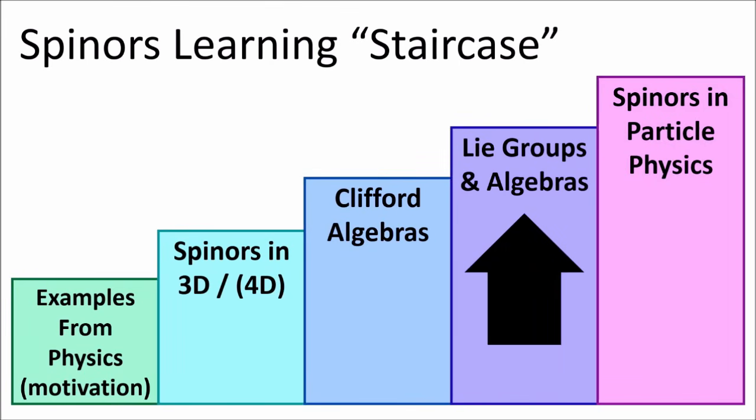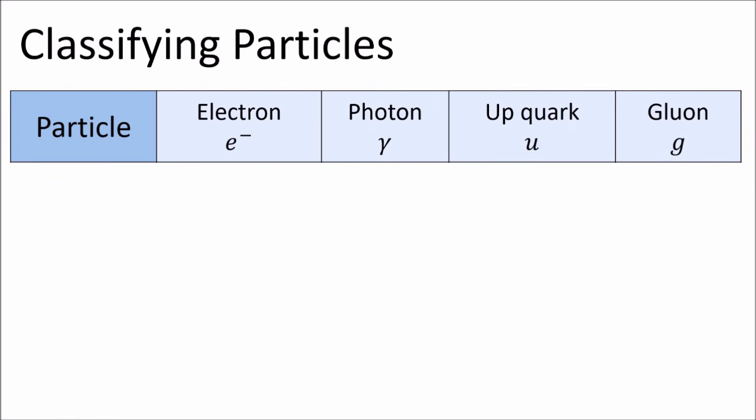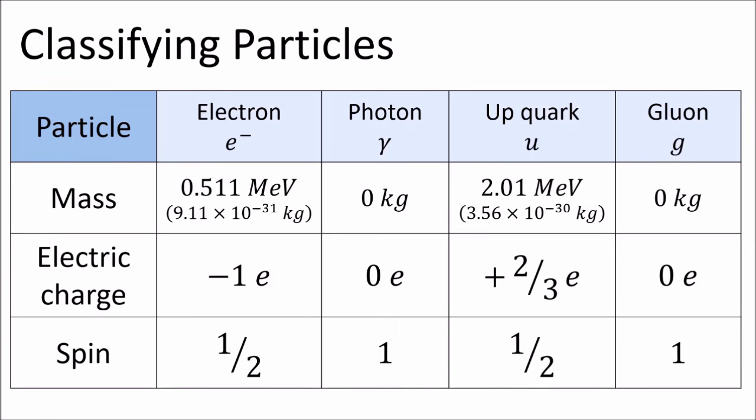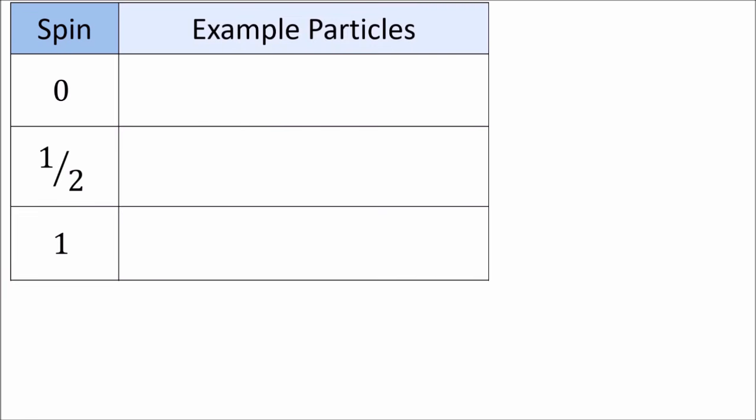We're starting a new section of this video series where we talk about Lie groups and Lie algebras and how they relate to spinors. In particle physics, we classify particles according to their fundamental properties, such as mass and electric charge. One important fundamental property is the particle's spin, which is either an integer or a half integer. All known fundamental particles have spins of either 0, 1/2, or 1.